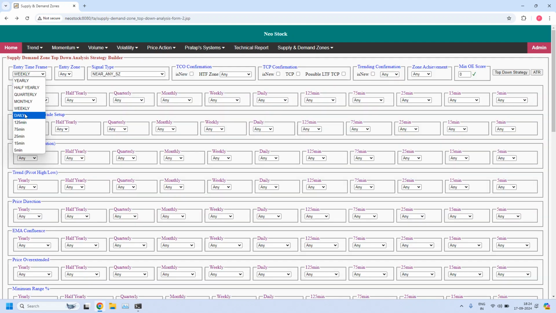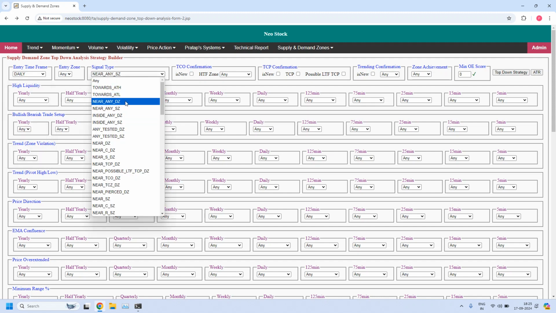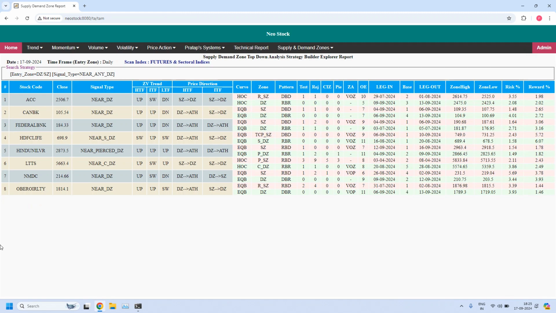Next time frame is daily. Entry time frame is daily. Let us find the stocks near the daily demand zone. 8 stocks are filtered. Let's identify any high liquidity demand zones from this list. HDFC Life is a high liquidity daily demand zone. Next, L&T Technology Services, LTTS, is a high liquidity daily demand zone. So we have identified 2 high liquidity daily demand zones from this list.